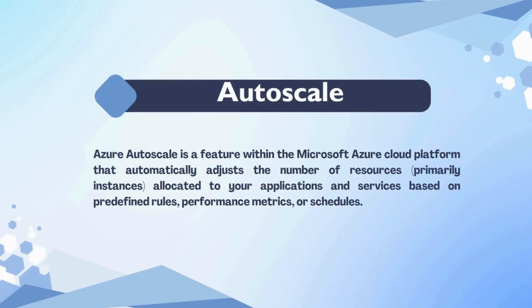Now let's talk about autoscale. Azure autoscale is a feature within the Microsoft Azure cloud platform that automatically adjusts the number of resources, primarily instances, allocated to your applications and services based on predefined rules, performance metrics, or schedules. So how does autoscale actually work? It depends on predefined rules, metrics, and schedules.